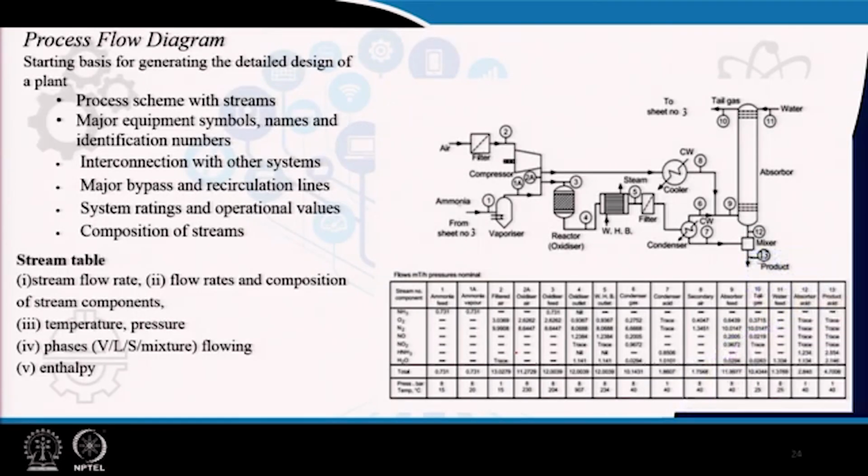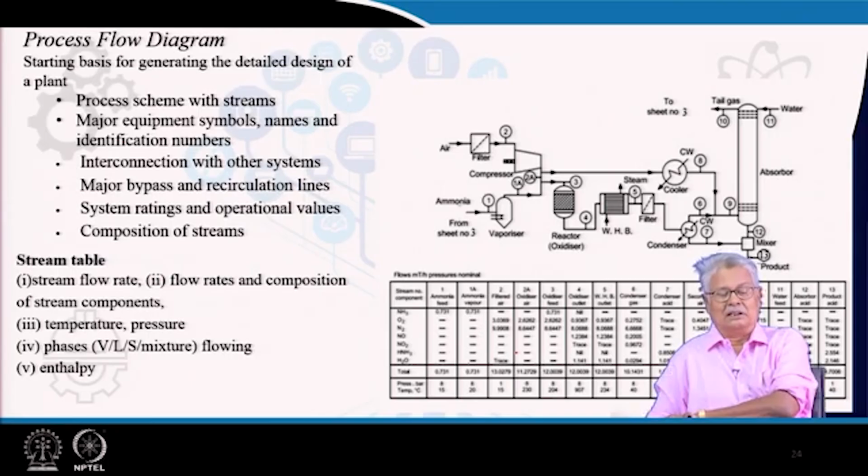Next is perhaps the starting basis of the detailed design. For this what you require is a process flow diagram, which must contain and show all streams, major equipment, interconnection with other systems, the bypass and the circulation lines, system ratings, particularly the pressure and temperature, if there is any such thing which has to be specifically mentioned, the operating values and the composition of streams.